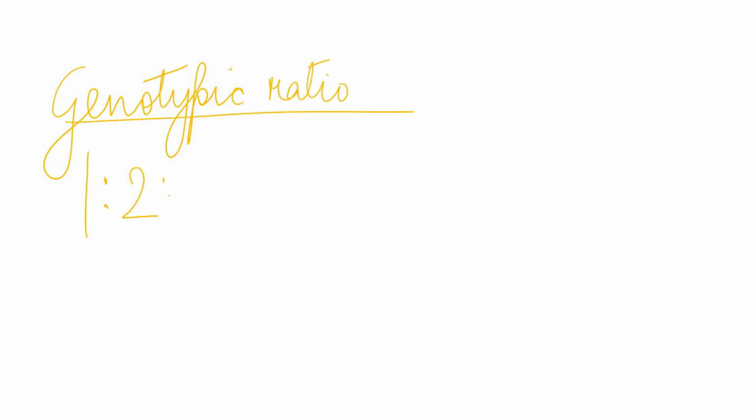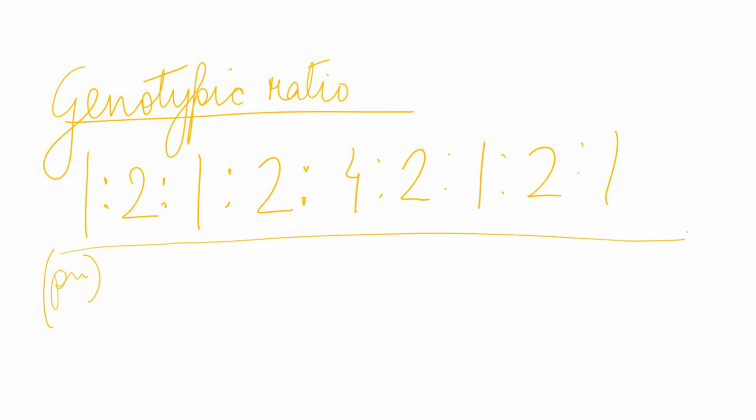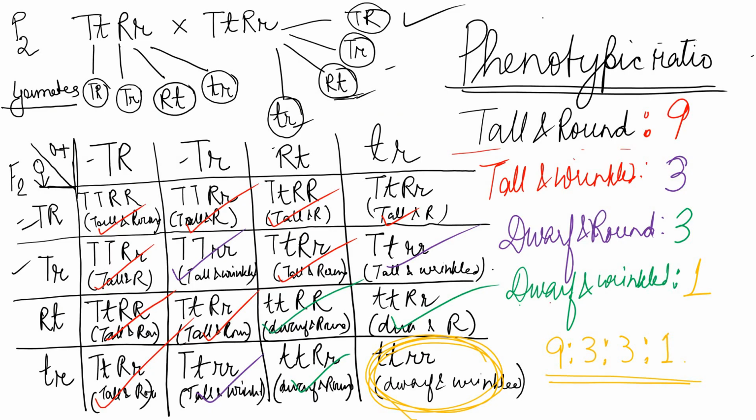The genotypic ratio will be 1:2:2:1:4:2:1:2:1. That one will tell how many pure dwarf are there, how many pure tall and round are there, how many pure dwarf and wrinkled are there. This is the genotypic ratio, which is not required for your syllabus. You have to just remember this one, the phenotypic ratio, that is 9:3:3:1.